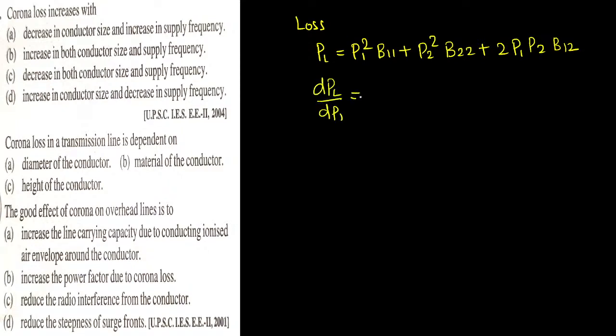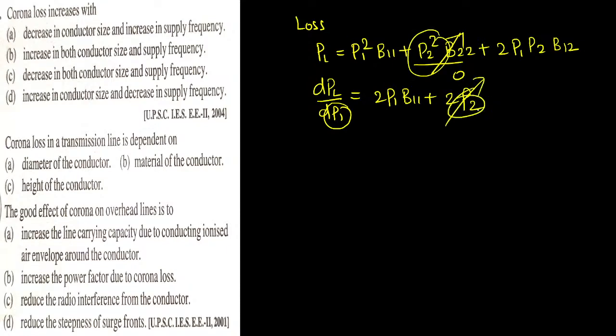dP1. When differentiating like this, we are differentiating with respect to P1, so the first case will be 2P1 into B11. The second case will be completely zero because we are not differentiating with respect to P2. So P2 will be considered as constant. In the derivation, I did not notice this properly and just wrote it as 2P2. That is wrong, right? Replace only that term. The rest of things are okay.